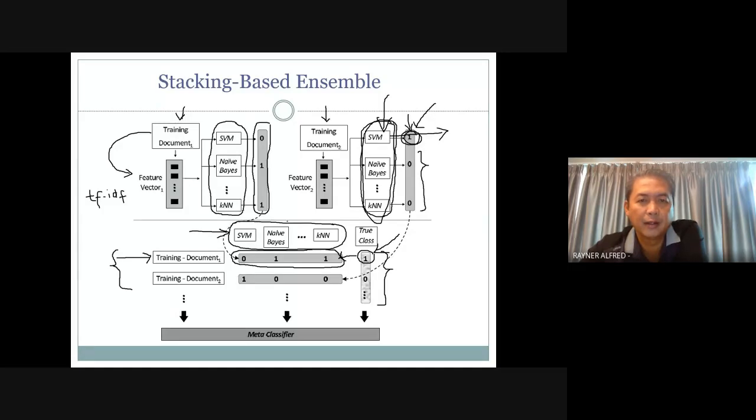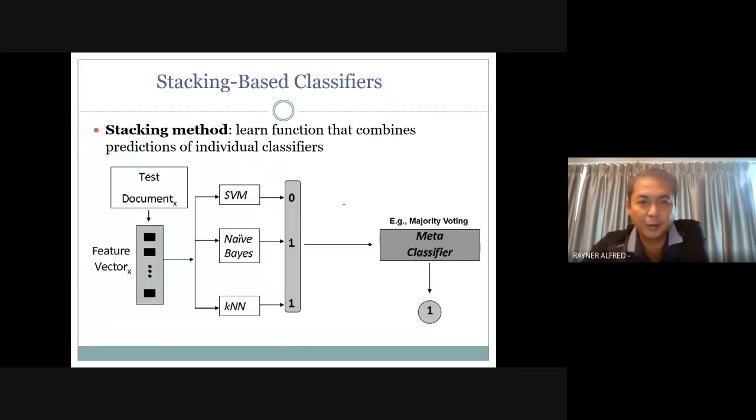So by having this ensemble, or the stacking based ensemble, we can improve the classification of our document. Okay. So any question? No?